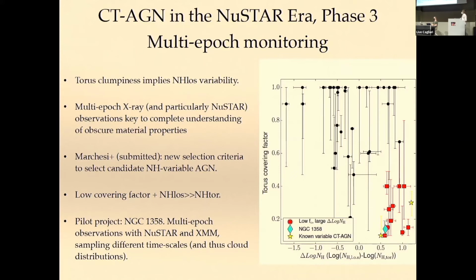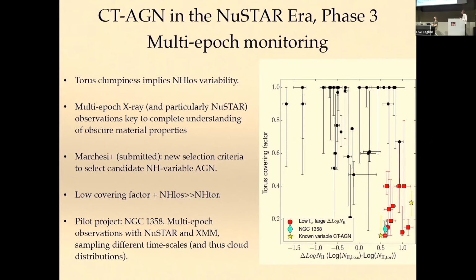These are objects that are based on single epoch observations, have a small covering factor and a large offset between the line of sight column density, which is significantly larger than the average torus column density. This means that these objects are likely to have been observed during an overdensity phase, where we saw just through a cloud, but the average torus is much less dense.